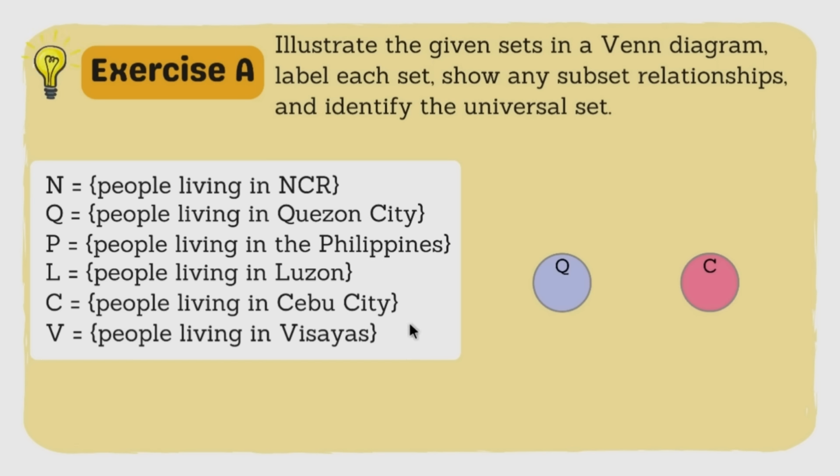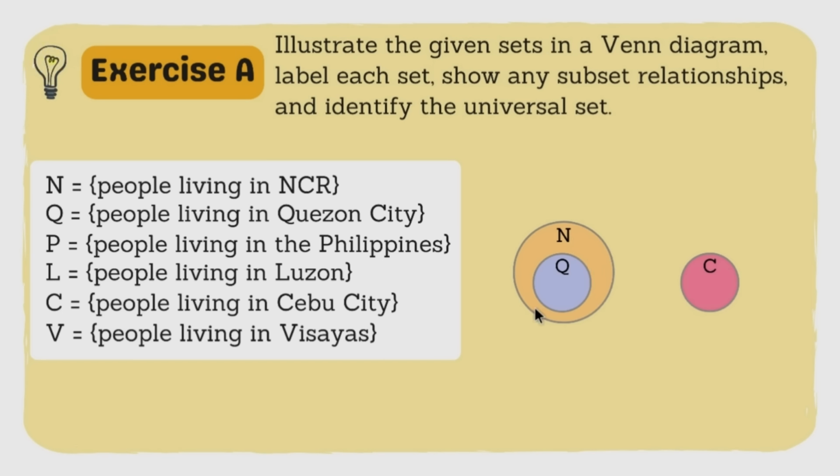Next, ano bang second na mas malaking sets dito when it comes to the number of elements? Okay, take note, ang Quezon City, nasa loob po siya ng NCR. So we can have N dito or set N. Okay, nasa loob si set Q sa set N. Okay? Because all elements of set Q belongs also to the elements of set N, the people living in NCR.